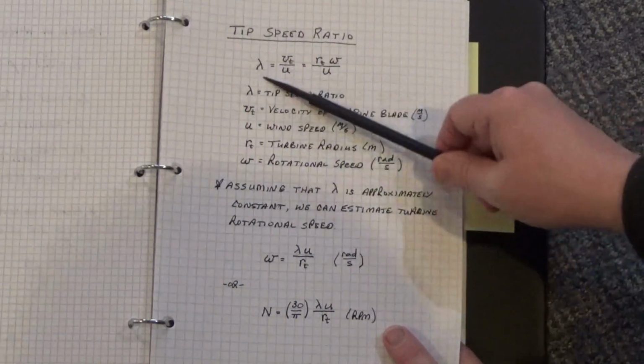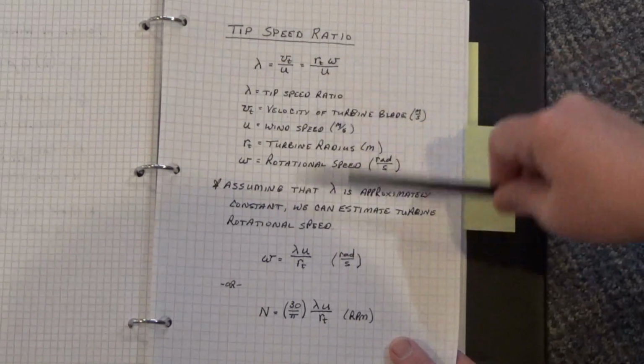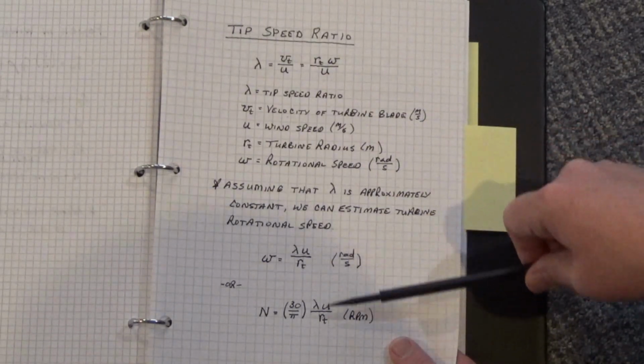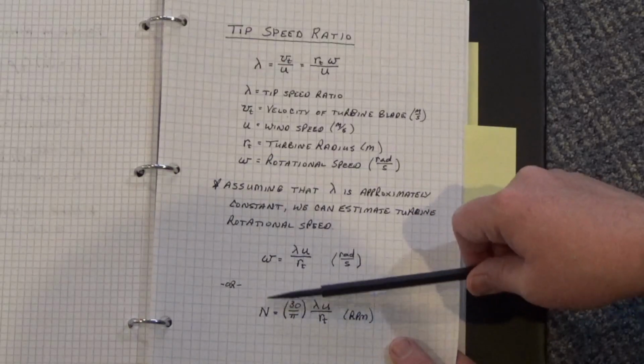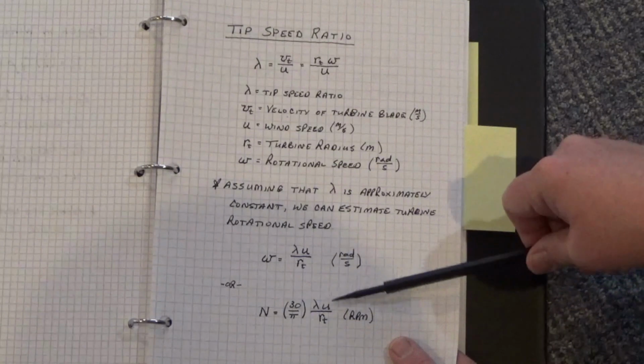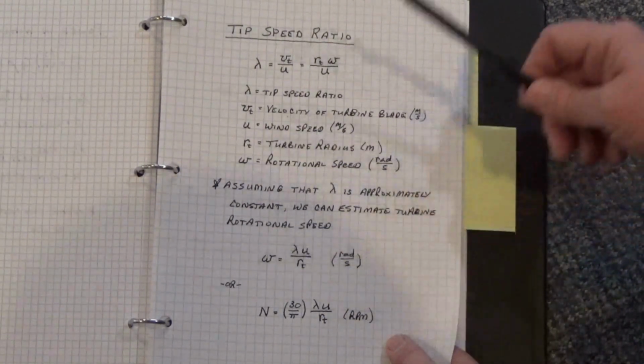And if we assume that that's a constant, we can calculate this omega just by rearranging things based on the wind speed. Or what we'll be doing is converting it to RPM. So if we multiply by 30 over pi, then we express it in terms of RPM instead of radians per second.